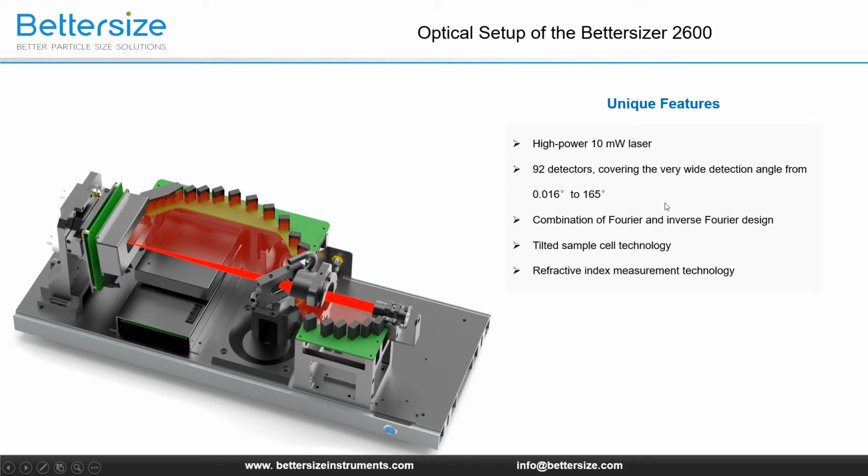Some features are easy to understand. Higher laser power and more detectors can bring higher detection accuracy and wider detection range to the instrument. But some features are not that obvious. What are Fourier and inverse Fourier design? And what are the benefits of combining them in only one instrument? And why is the sample cell tilted? Why do we have to know the refractive index of samples? All of these features are very interesting and worth more explanations.